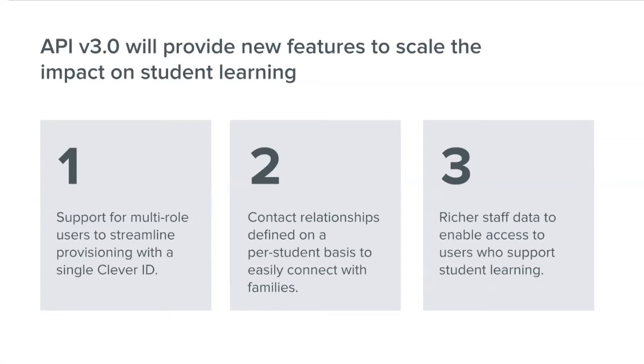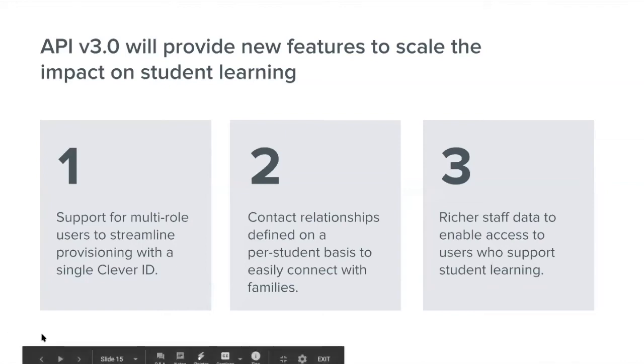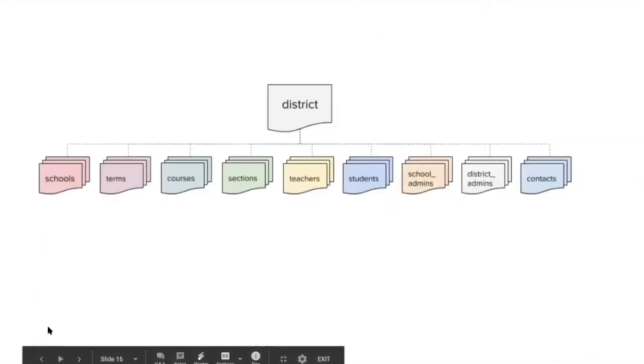Lastly, I do want to highlight that these are the key features of API v3, but not the only ones that we'll be releasing. A full list of feature updates will be released alongside our developer documentation. And with that said, let's dive into supporting multi-role users, since this is a major change to the way that Clever works. So let's talk about what multi-role users look like today.